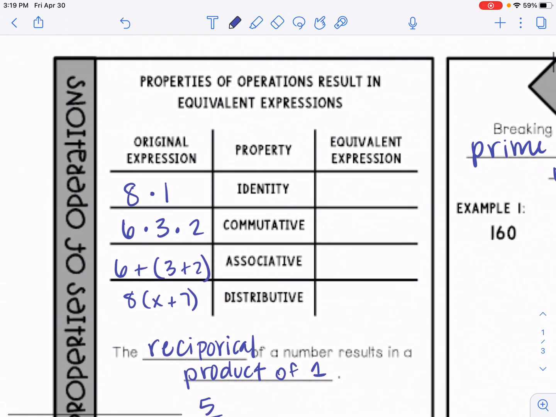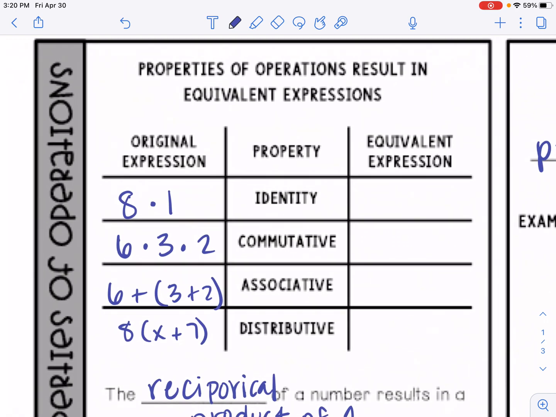This right here, if I'm talking about the identity property, that means that the number keeps its same identity. So anytime I multiply by 1, that's this right here, a number stays the same. So 8 gets to keep its identity, who it is, because it equals 8. Okay, so an equivalent expression would just be 8. Another example of the identity property is adding 0. So if I had 8 plus 0, my answer is still 8. It keeps its same identity.